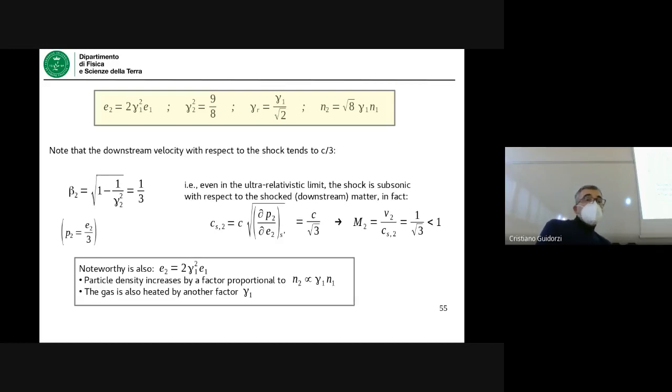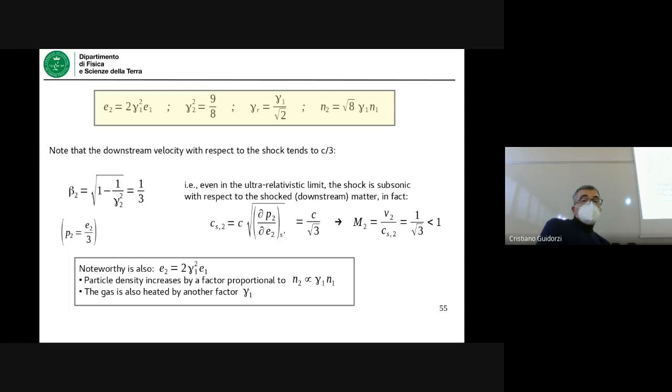In particular, the energy density, compared with the energy density in the upstream fluid, is increased by a factor of 2 gamma squared, where gamma is the Lorentz factor of the shock in the lab frame, of course. The second point is that the particle number density increases by a factor of gamma when you move from upstream to downstream.